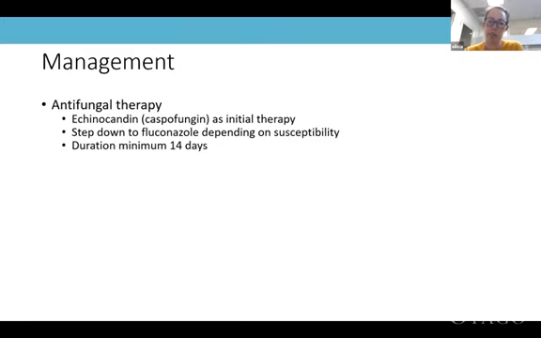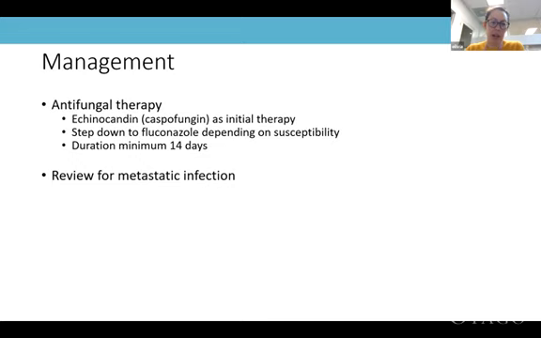In general, you can then step down to fluconazole once you know the exact species of Candida and what it's susceptible to, and most of the time it's going to be susceptible to fluconazole. And the duration, usually you need to give about 14 days of therapy at the minimum, and the longer duration depends on the source and how well you've controlled it.